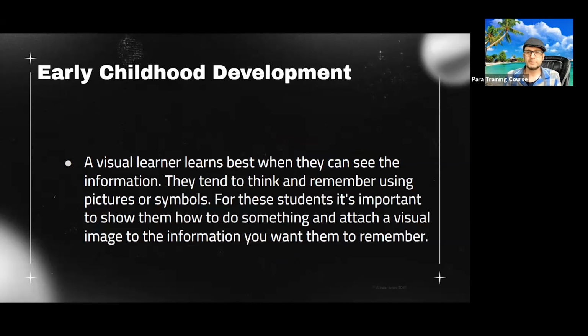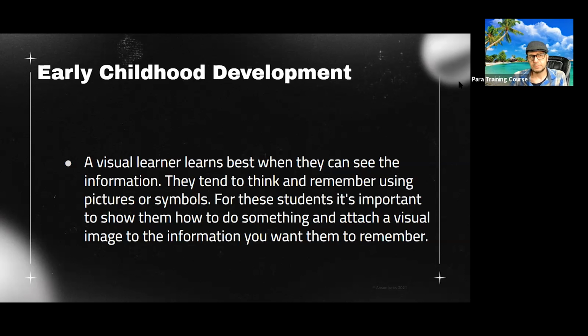A visual learner learns best when they can see the information. They tend to think and remember using pictures or symbols. For these students, it's important to show them how to do something and attach a visual image to the information you want them to remember. Serving these learners entails including images with something that you're teaching.